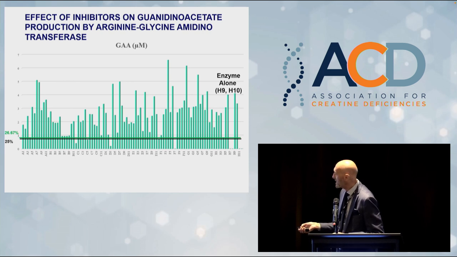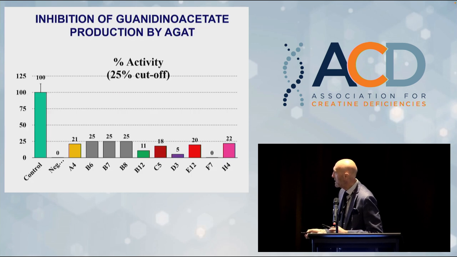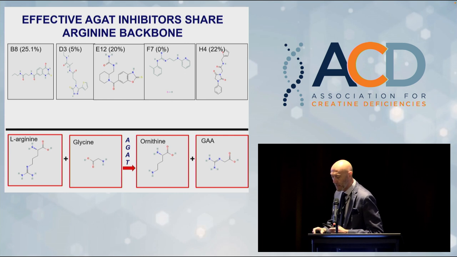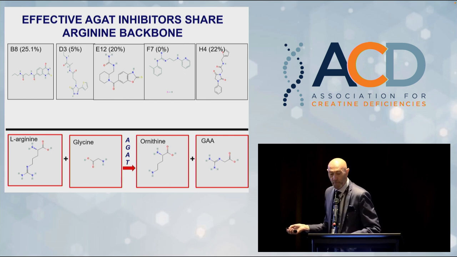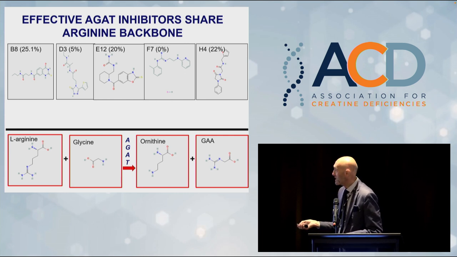We focused on the ones that inhibited more than 25% of the enzyme activity. And then we did a second round to try to figure out how they did. And these are the compounds that were actually identified by the screen. So these are molecules created in the lab that are able to inhibit the activity of the enzyme. This is the very first round, so we did not expect any compound to be extremely effective, but we expected some of them to be effective.